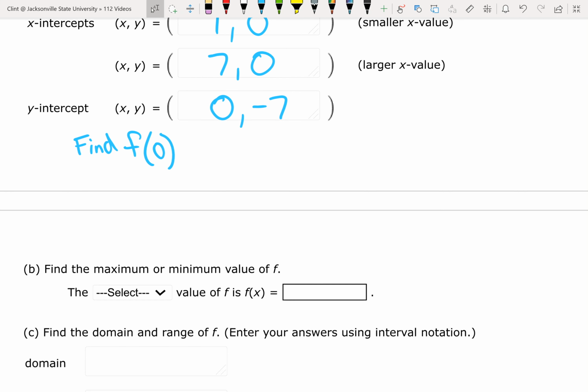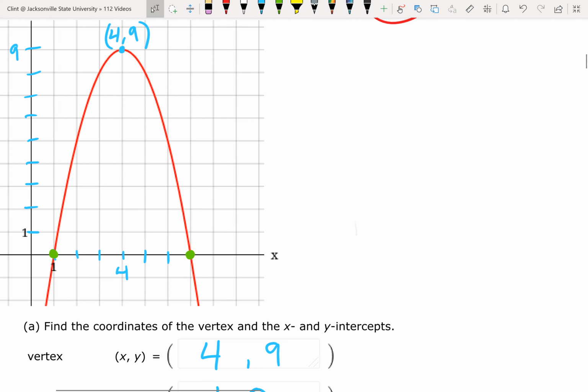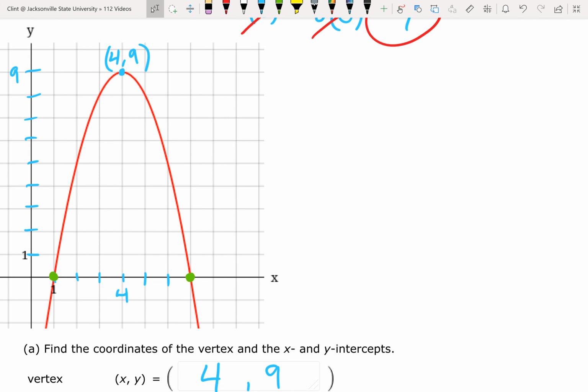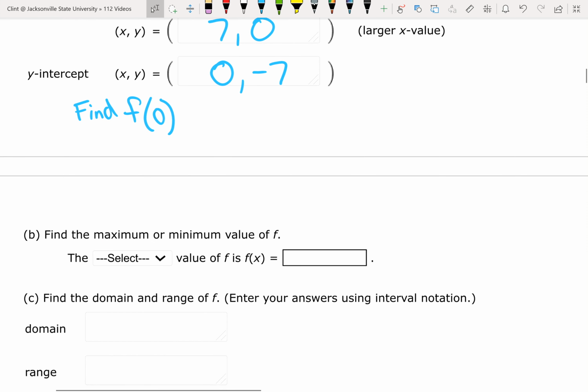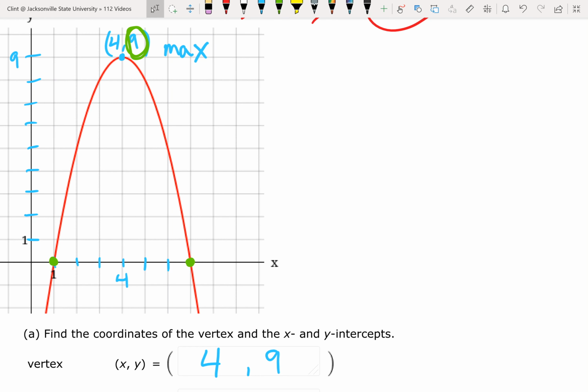So it says find the maximum or minimum. Which one are we going to have? Well, this opens downward, so this is going to be a maximum. The maximum happens at x equals 4, but the maximum value of our function is 9. Okay, so we're going to have a maximum value of 9. Another way of thinking about that, that's as far up as our graph goes, right? We go up to 9.